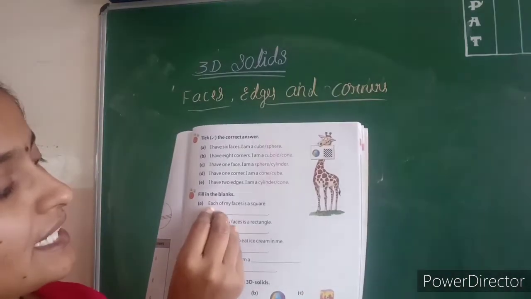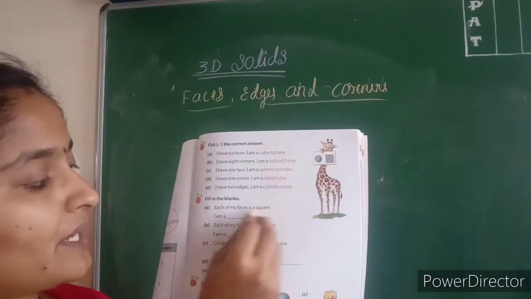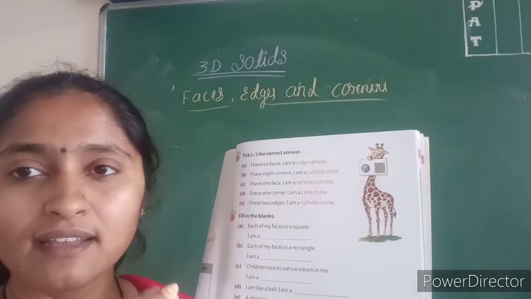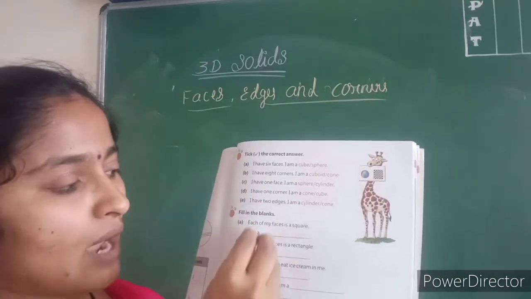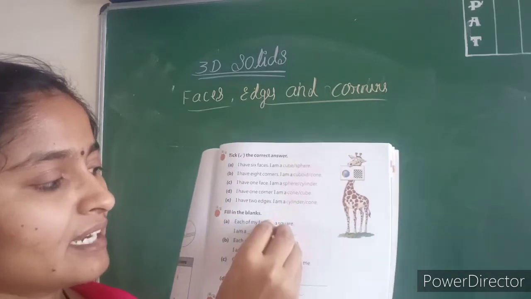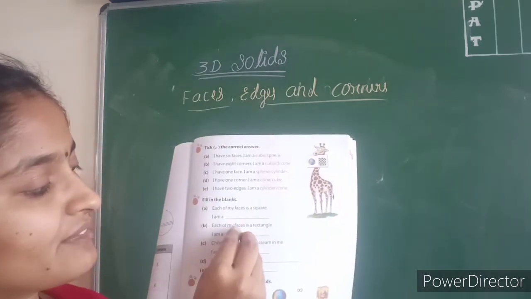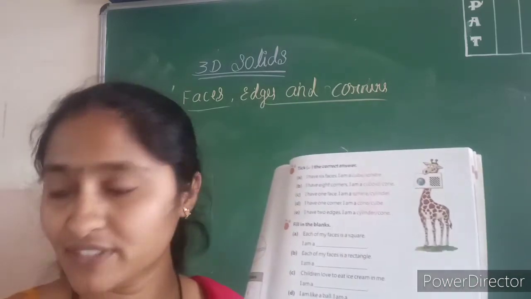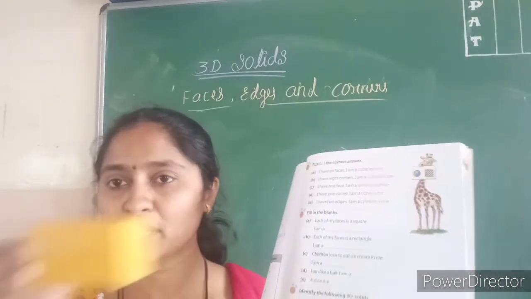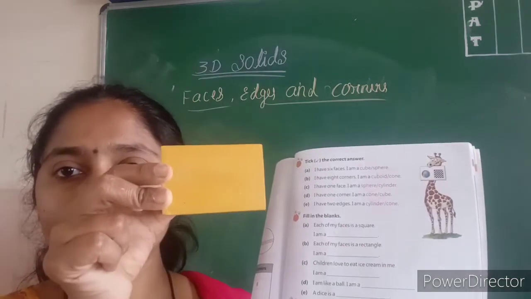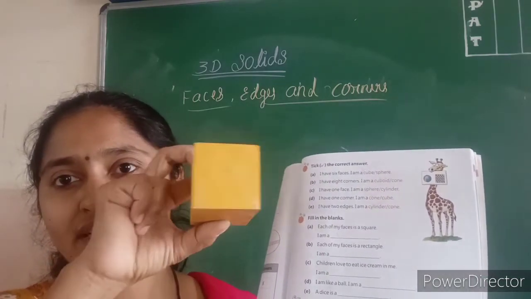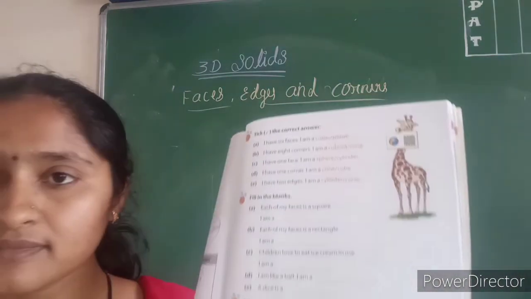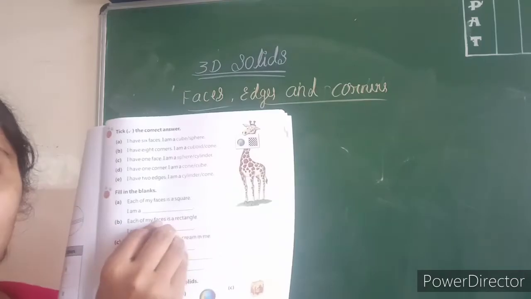Each of my faces is a square. In a cube, all the faces are in square shape. So I am a cube. Right here, cube. Each of my faces is a rectangle. In a cuboid, all the faces are in rectangle shape. Yes, this is a cuboid. All the faces are in rectangle shape. So we call this a cuboid. Right here, cuboid.